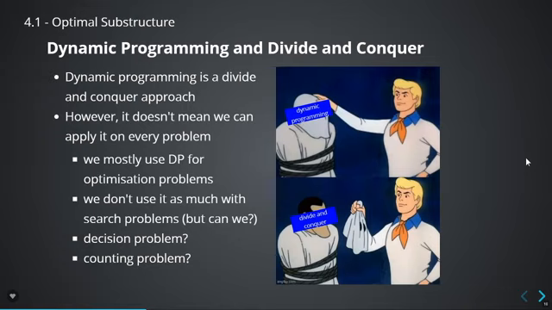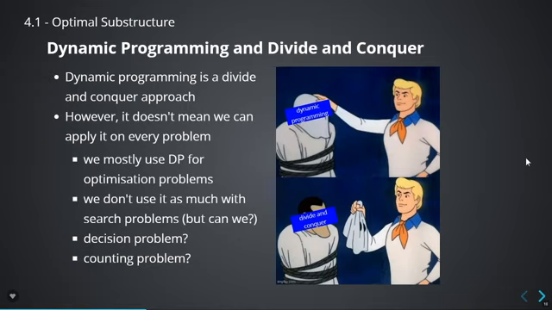So I would say that dynamic programming is a divide and conquer approach. Just that you don't really apply it on every problem. Most of the time we use dynamic programming for optimization problems. We don't use it really for search problems, but can we? How about decision problems? How about counting problems?